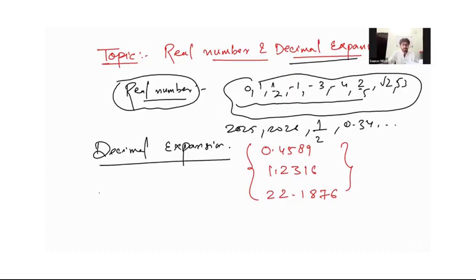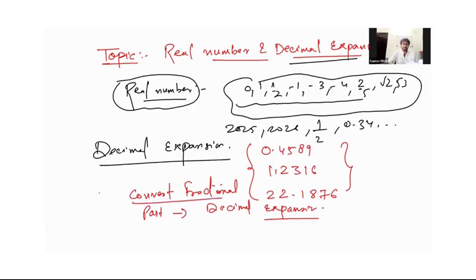So in this chapter we will learn how to convert our fractional part to decimal expansion. Fractional part means you will be given a fraction in p by q form, and this p by q form we will convert into decimal expansion.